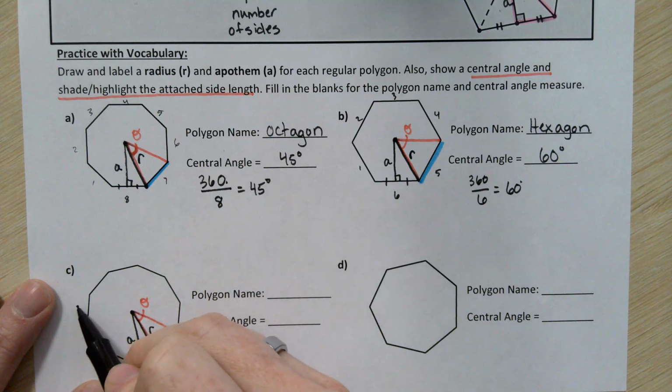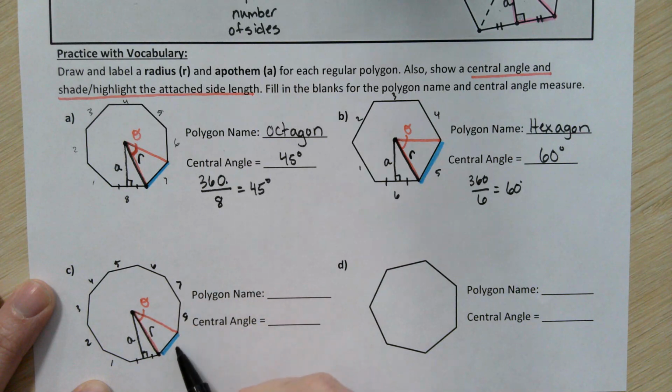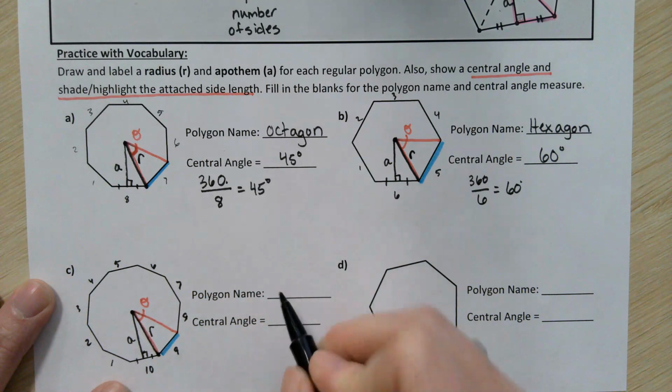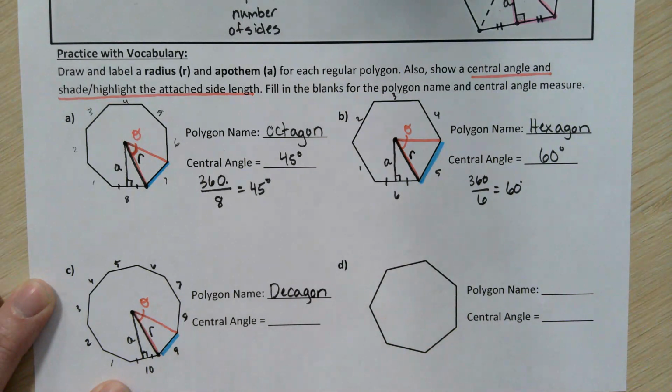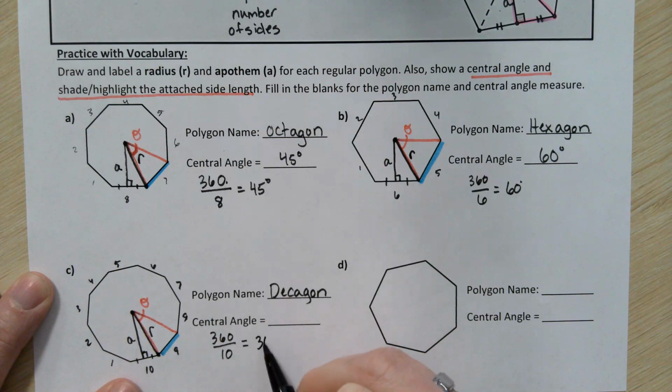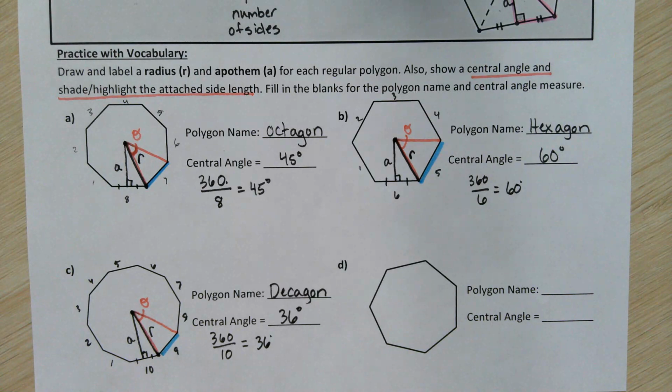And we've got 1, 2, 3, 4, 5, 6, 7, 8, 9, 10 sides this time, which tells us that this regular polygon is a decagon. One central angle attached to each side means we're doing 360 divided by 10 this time. And our central angle will turn out to be 36 degrees in a decagon.